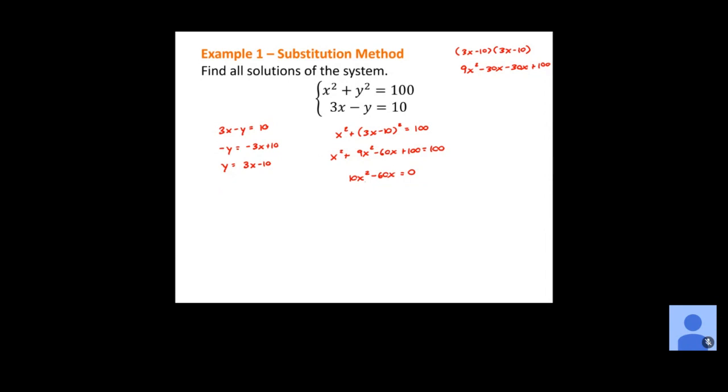Once we get to this point, the 10x squared minus 60x equals 0, how would we solve that? Good, right? So we have a common factor here. All right, so we can factor out the x. We also have a common factor of 10. So I'm going to go ahead and factor out 10x. That would leave us with x and a minus 6.